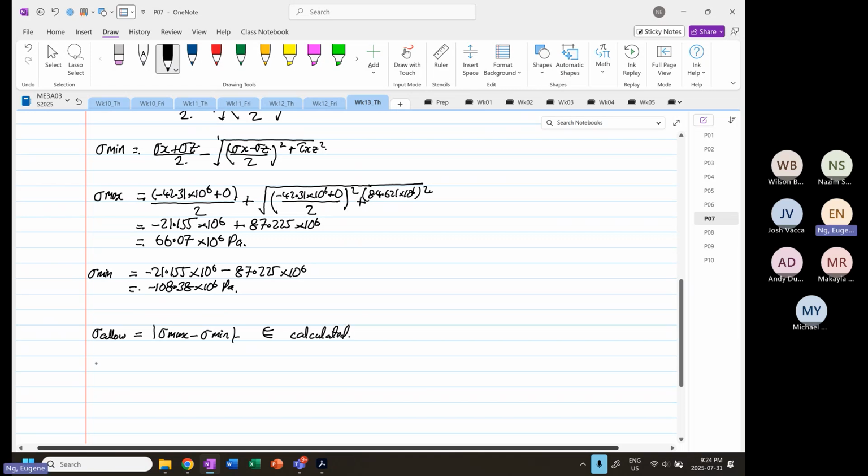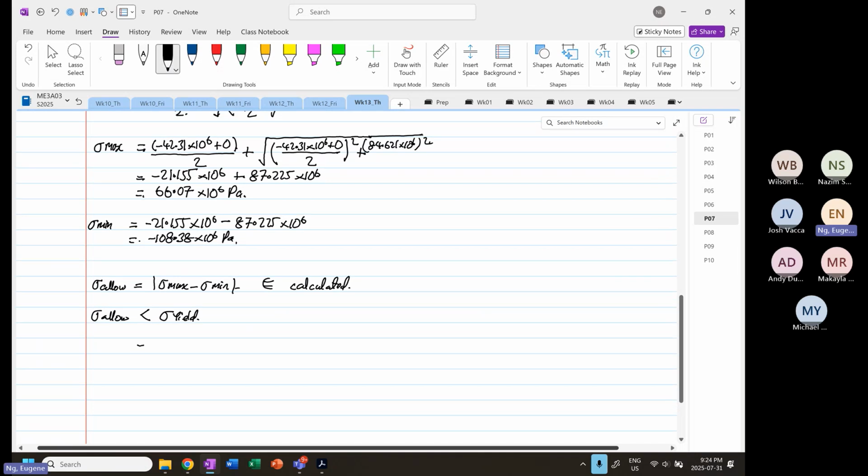Okay. Then after that, we have to make sure that the stress allowable is less than what? Stress yield. Okay. So our stress max is equal to what? 66.07 times 10 to the power 6 minus by minus 108.38 times 10 to the power 6. Okay. So this is equal to 66.07 power 6 plus 108.38 power 6, which is equal to 174.45 times 10 to the power 6 Pascal. Okay, that's our stress allowable.